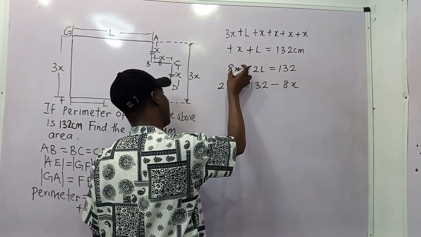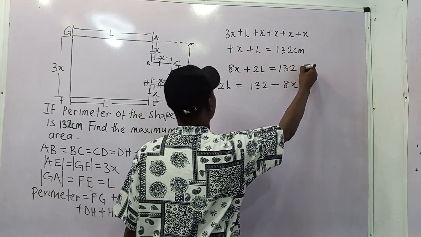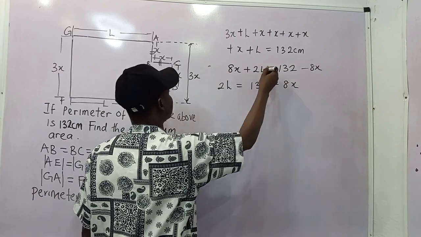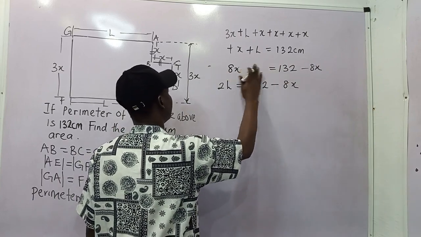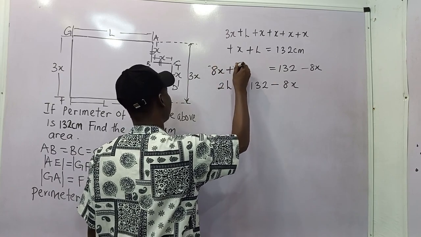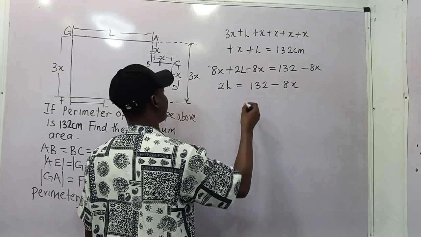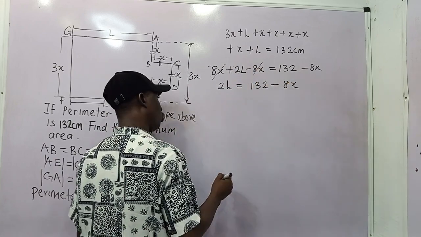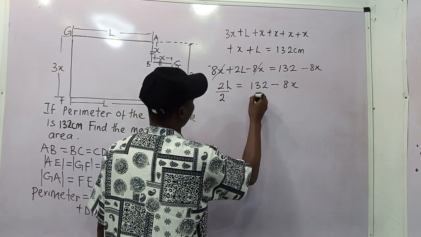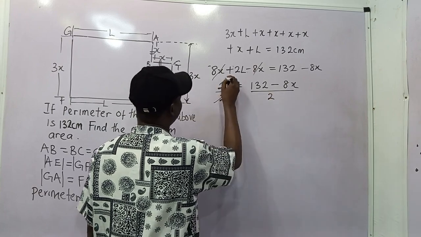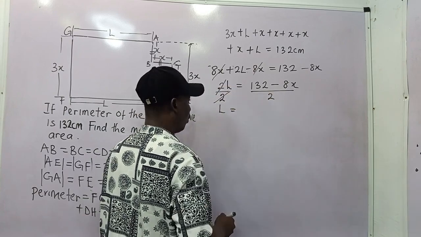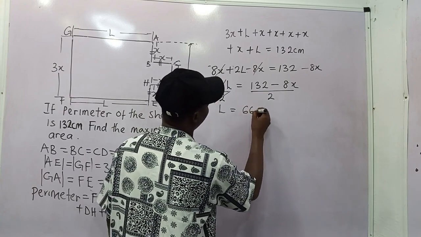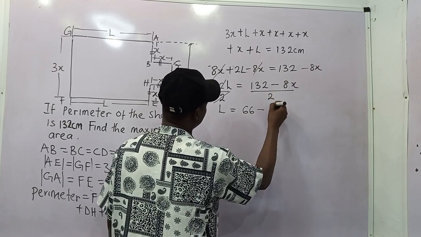We take this 8x to the other side. Simply subtract 8x from both sides. That's what I mean by that. Minus 8x on both sides. When you do that, this one will go, then we'll have the remaining 2L. Then divide both sides by 2 to make L stand alone. So L equals 132 divided by 2, which is 66, minus this divided by this is equal to what?